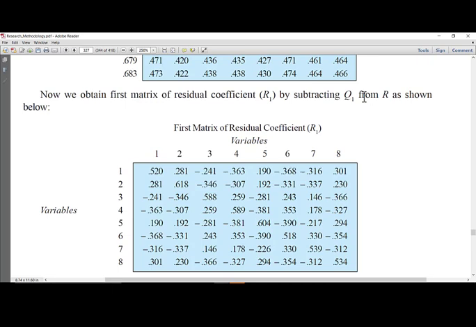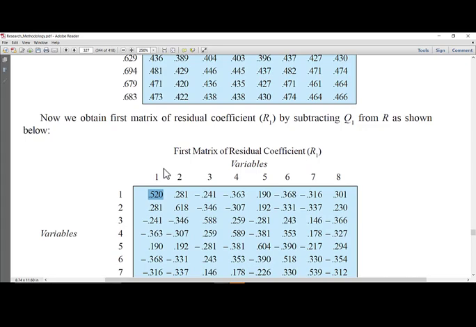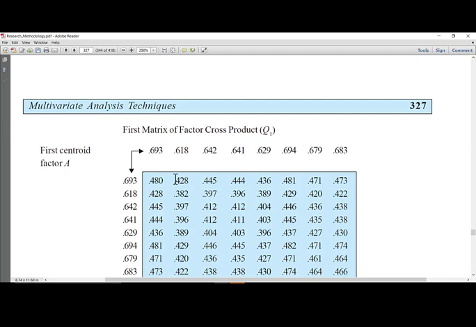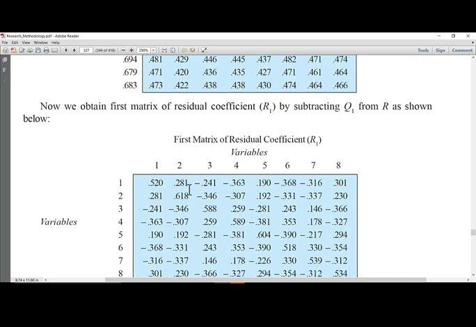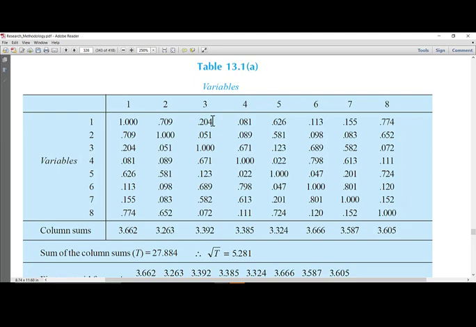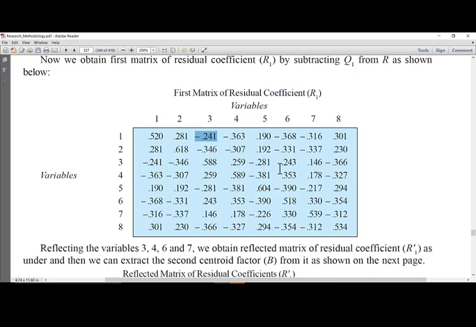From R, these Q1 values are subtracted. That means 1 minus 0.480, that is 0.420. And similarly, if we take the next one, 0.709 minus 0.428, then we get 0.281. And the third element in the first row, it is 0.204 minus 0.445. This is giving us minus 0.241. So that way, this residual coefficient matrix R1 is calculated.